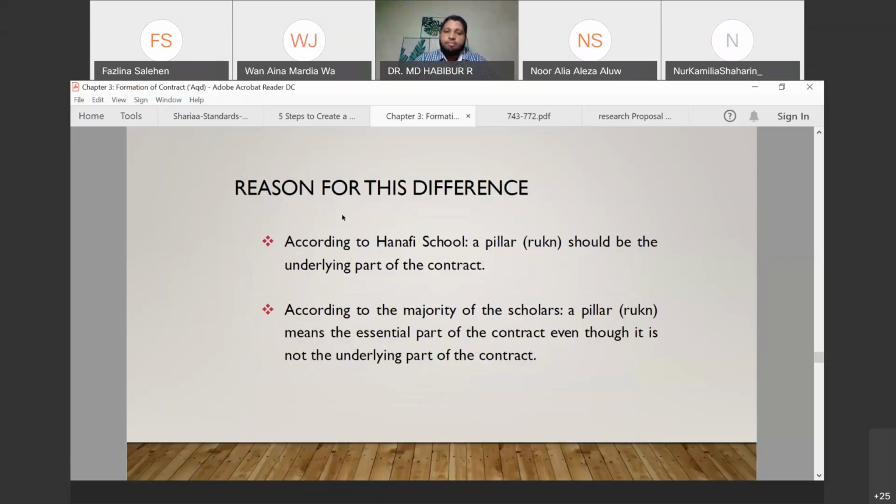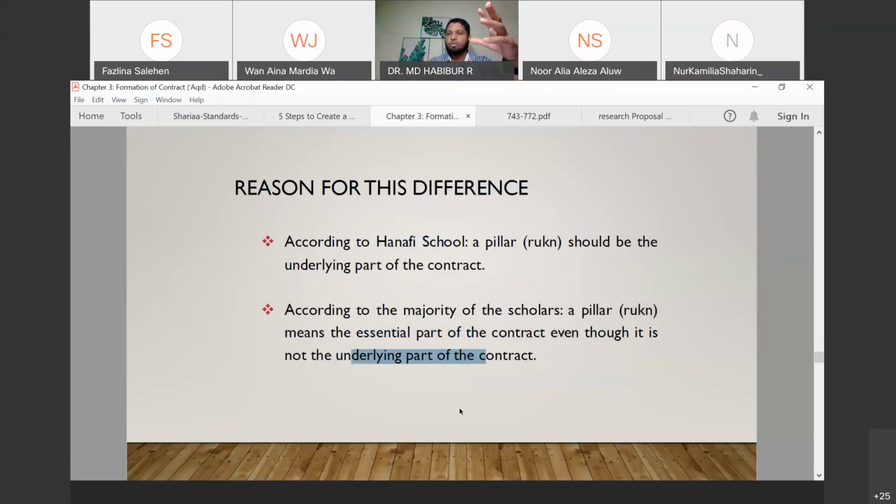Why is there a difference? Because the Hanafi school says the pillar should be the underlying part of the contract, the main foundation of the contract. So what is the main foundation of the contract? The communication between the contracting parties, the offer and acceptance. But the majority says the pillar means the essential part of the contract, even though it is not the underlying part. So this is the difference. The Hanafi says the pillar means the underlying part, the foundation.